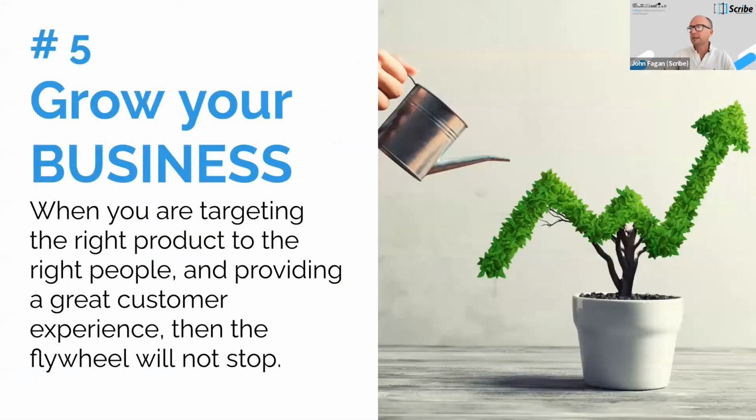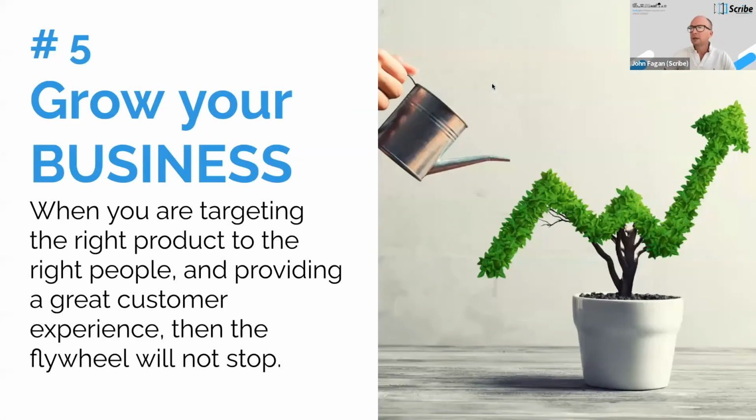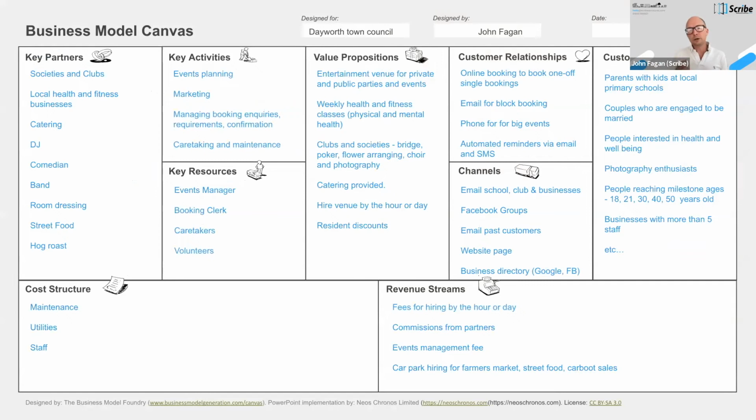So you've got this base here. You know who your customers are, you're reaching them through the right channels, but you've always got to experiment. We at Scribe review our channels every year, what's working and what's not working, and improve on them. And you've got a great customer experience for them. So then, targeting the right product to the right people, providing great customer experience, and then you can let the flywheel go. And you may then transition into a different kind of business.